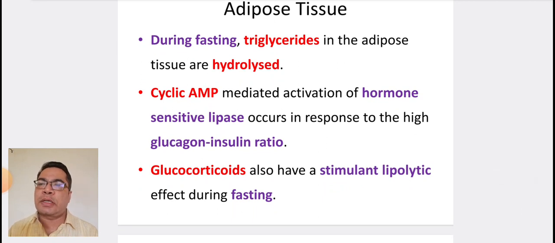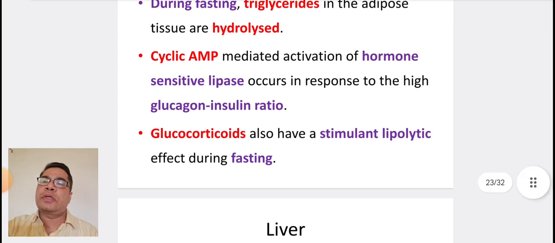During fasting, triglycerides in the adipose tissue are hydrolyzed. The cyclic AMP mediated activation of hormone sensitive lipase occurs in response to the high glucagon to insulin ratio. Moreover, glucocorticoids have a stimulant lipolytic effect during fasting.